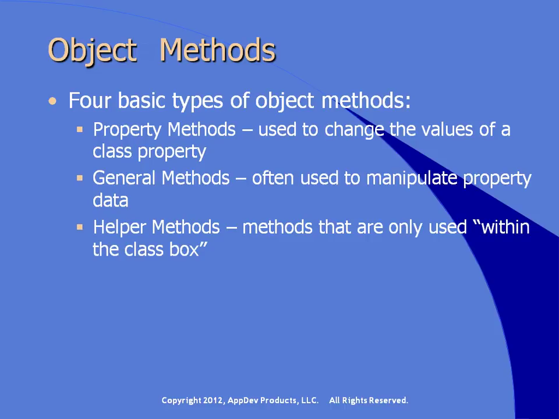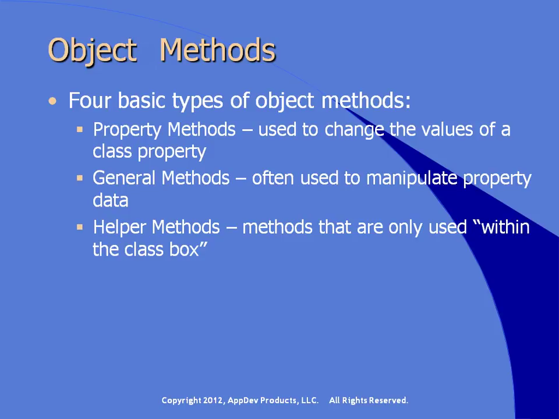The third type of property method is what I call a helper method. And helper methods are designed for your use as a programmer. They are inside of the class box. They are not visible outside of it. So these are methods that are scoped in such a way that they're invisible to the outside world. Only you as a programmer can use them inside the class itself. You're not going to expose those to the outside world.